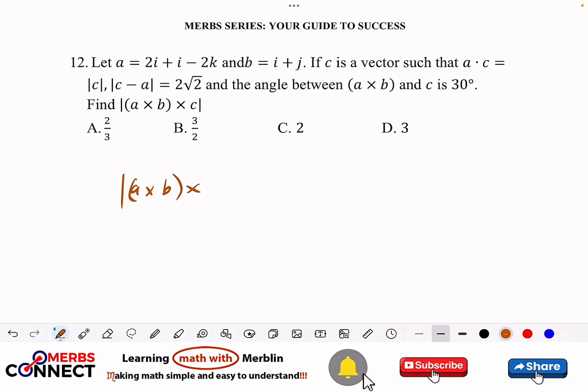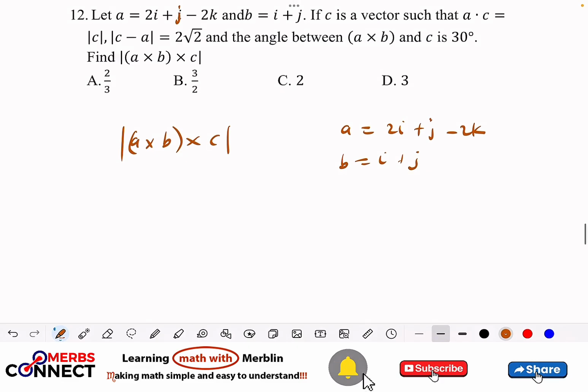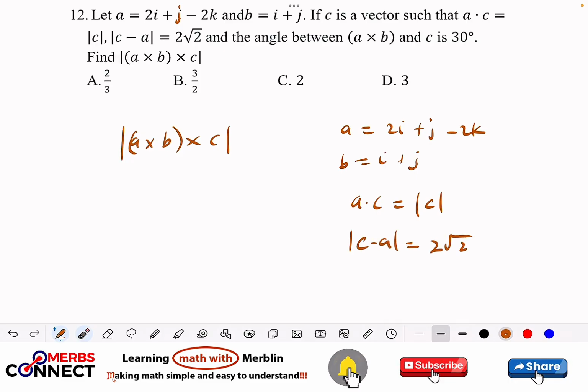Then we cross it with C. But we don't have the component for C, so we just need to use strategies here and the information given, right? We know A to be equal to 2i plus j, this one is supposed to be j, and then minus 2k. We know B to be equal to i plus j. We know that the magnitude of A dot C, and we know that this minus this is equal to square root of 2. So let's start with this.